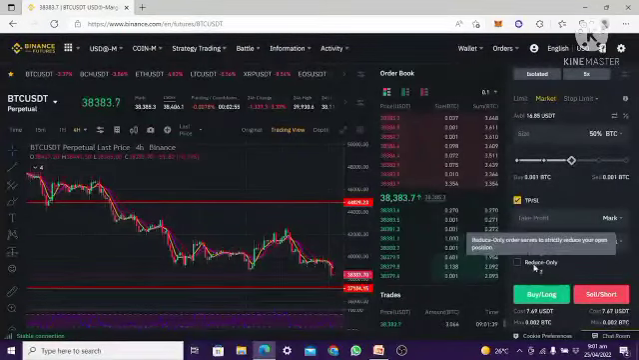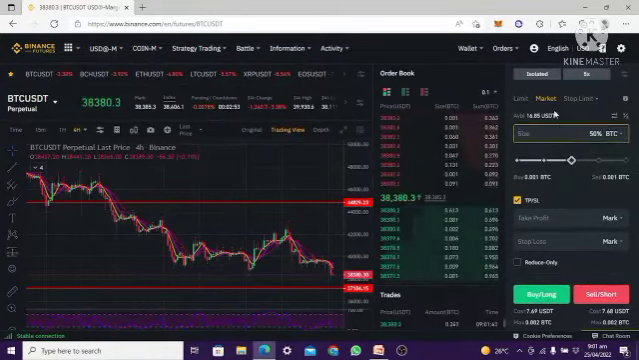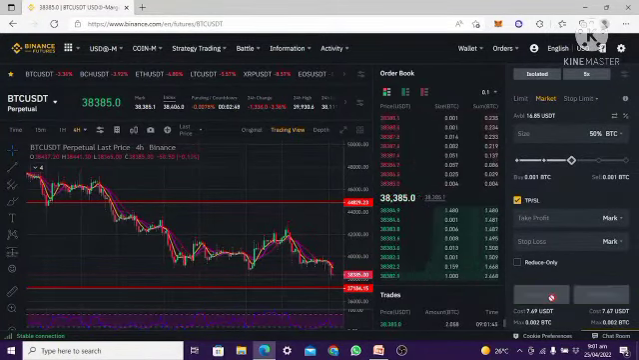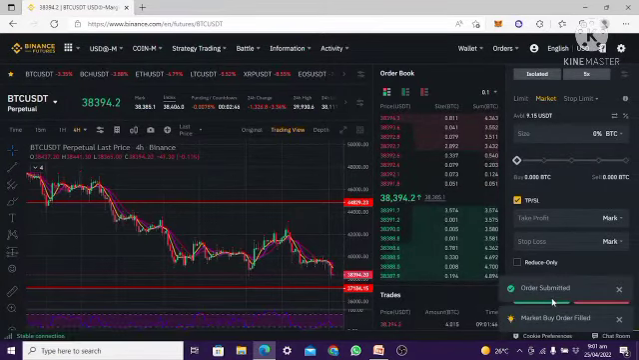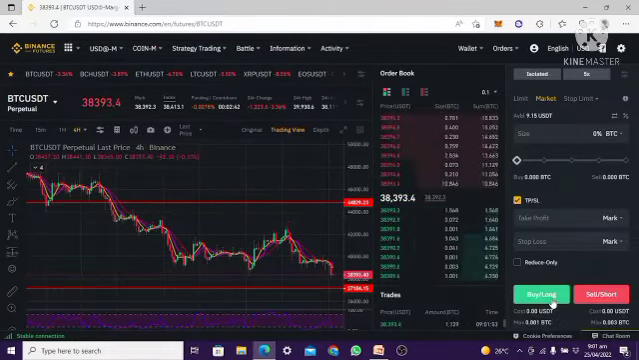So let me fill this order. I'm going to long. This is market. I'm not limiting the market, but I'm longing the market at the market price. So they are giving me the asset at the best price, which is this particular price.